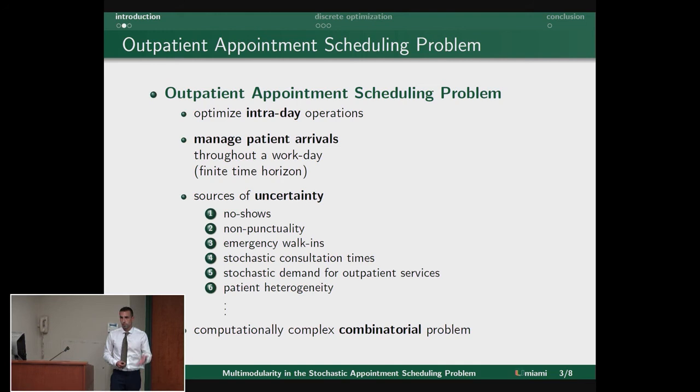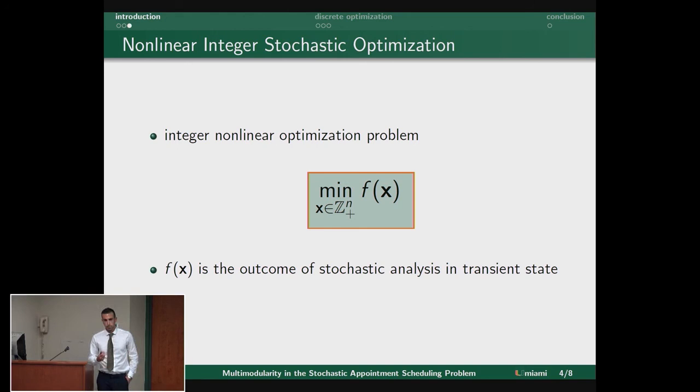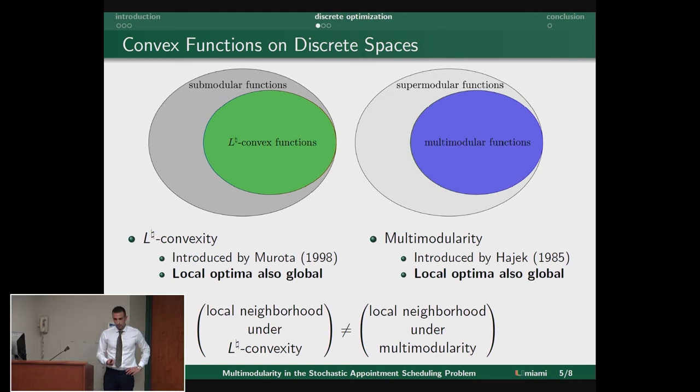So in this study, we model the appointment scheduling problem as an integer, non-linear mathematical program where the objective is the outcome of stochastic analysis in transient state. So the objective function is not given by an oracle, it's the outcome of hard stochastic analysis in transient state. So in discrete optimization, it is very crucial to identify structures that guarantee the success of some optimization algorithm, either to exact optimality or to within some good approximation factor.